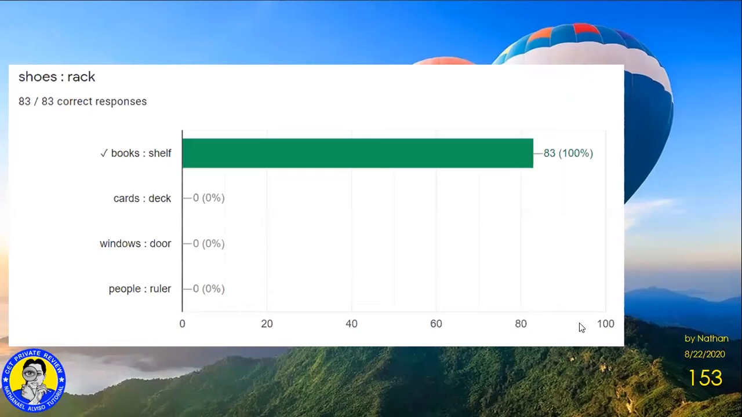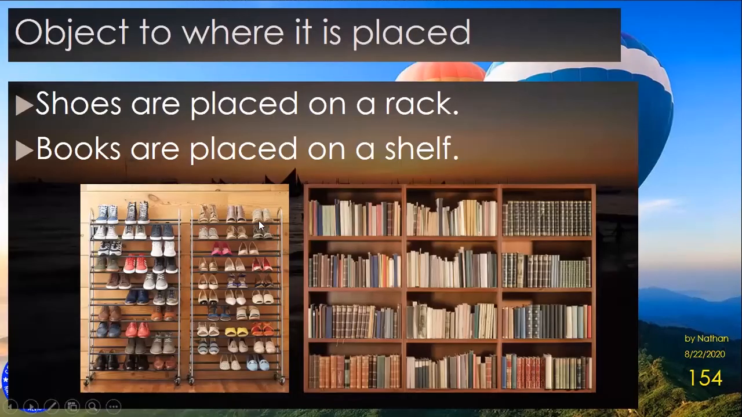All right, so let's go for the next, shoes rack. Of course, it's where you place your shoes, in the shoe rack. Same way as you place your books into a bookshelf. Good thing most of you are in his or her right mind when you answer this. 100% get this correctly. Very good. If you look there, see, shoes are placed on a rack, same as books are placed on a shelf. So it's a very easy analogy.